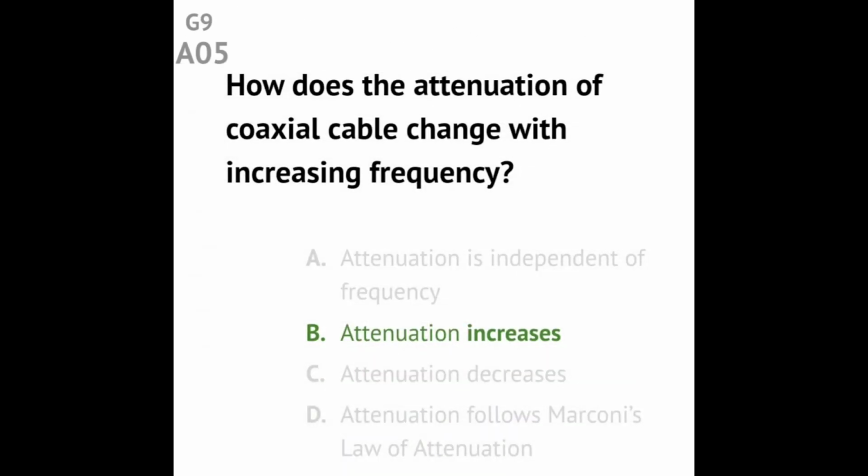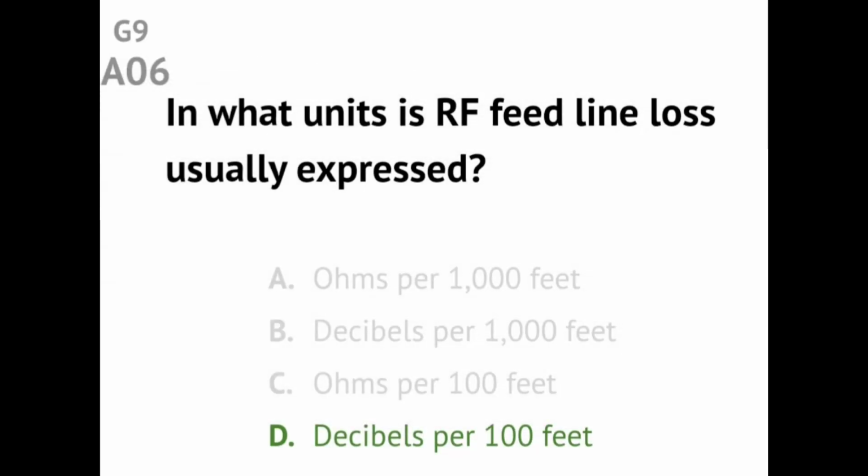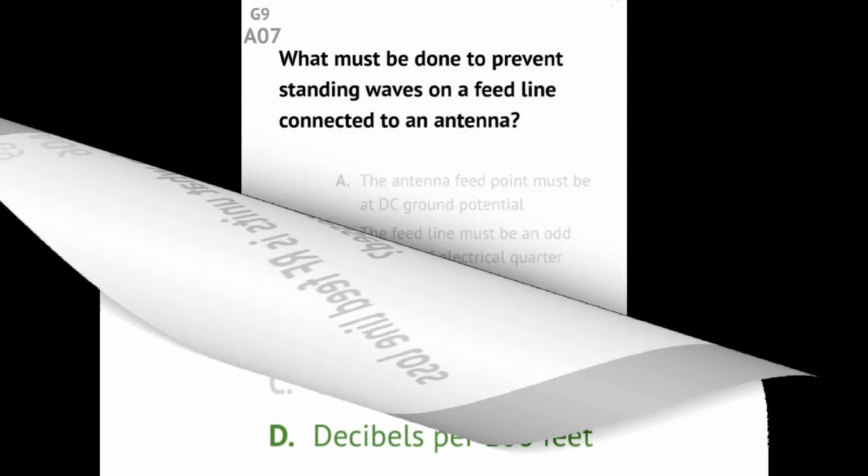Question G9A05. How does the attenuation of coaxial cable change with increasing frequency? Answer: attenuation increases. Question G9A06. In what units is RF feed line loss usually expressed? Answer: decibels per 100 feet.